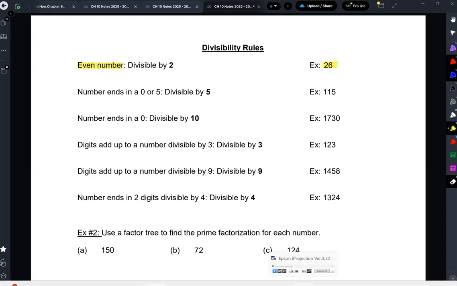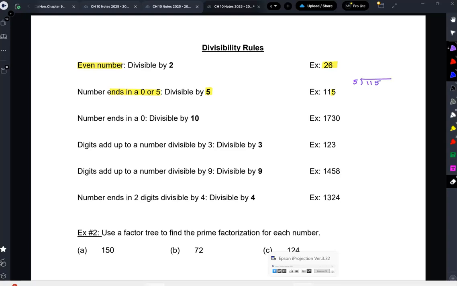How do you know if something is divisible by 5? It has to end in 0 or a 5. So for example, 115. I see 115, it ends in 5. I know I can divide it by 5. So let's see how we can do that.